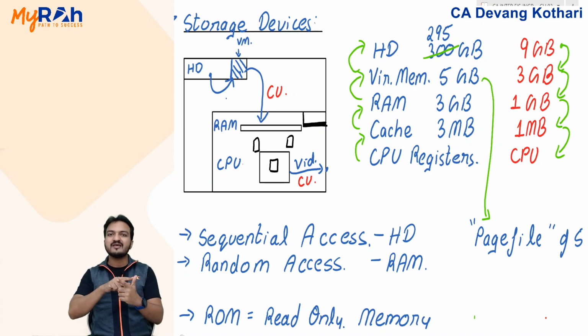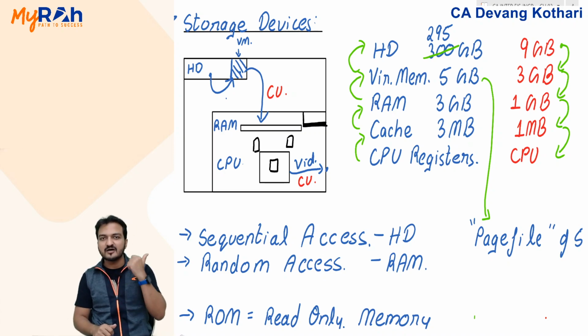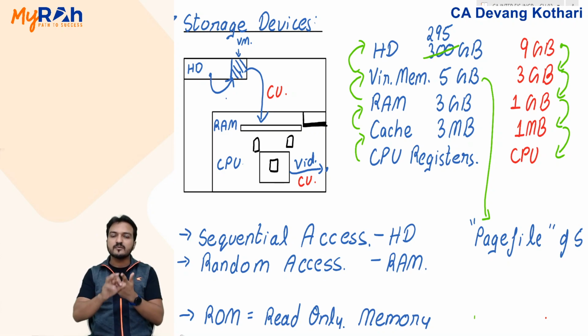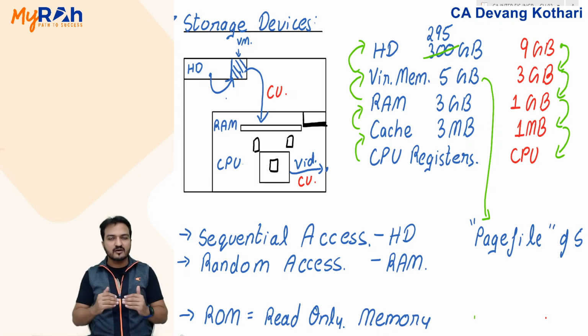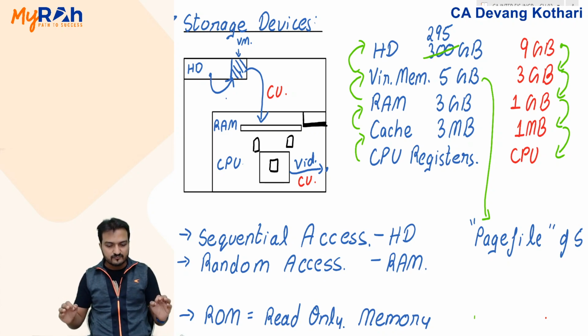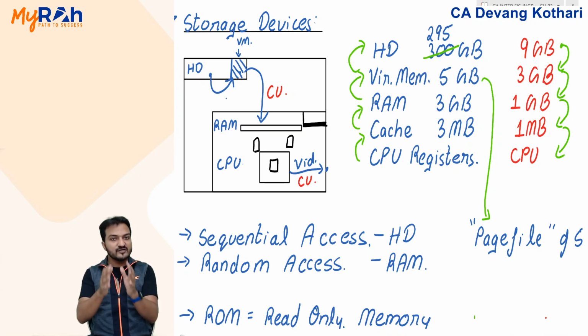So RAM is a temporary storage. RAM is a volatile storage. RAM is very fast in giving data to the CPU. CPU can access data from the RAM very fast. This is basically some features about the RAM.